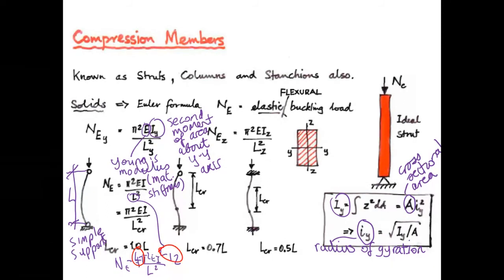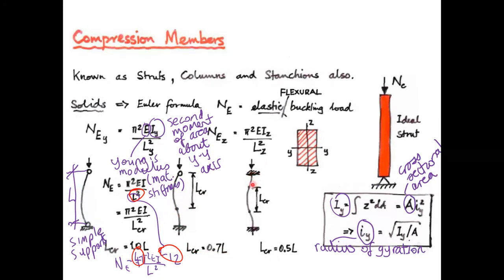So we need to consider that when we're designing our members. The length of the member here has a big influence because there's a square here. So if I halve the effective length in there, then I'm going to increase the buckling capacity by 4. If I have a member that has got a pin, so it can freely rotate on one side, but it's fixed on the other side, in other words, I'm maintaining this 90-degree angle in there, then the critical length is equal to 0.7 times the overall length.